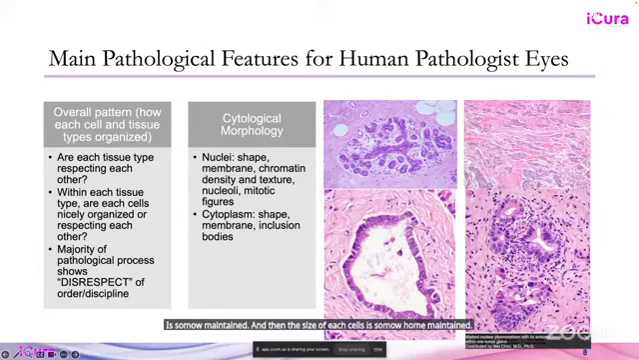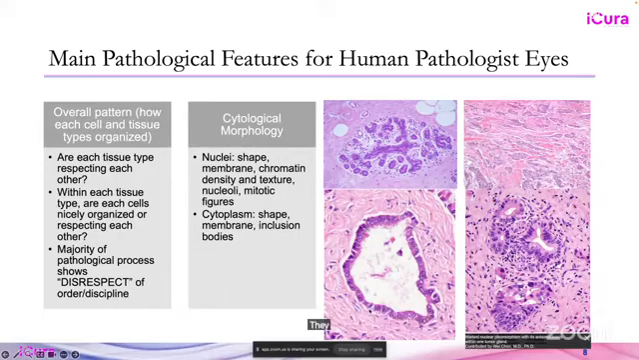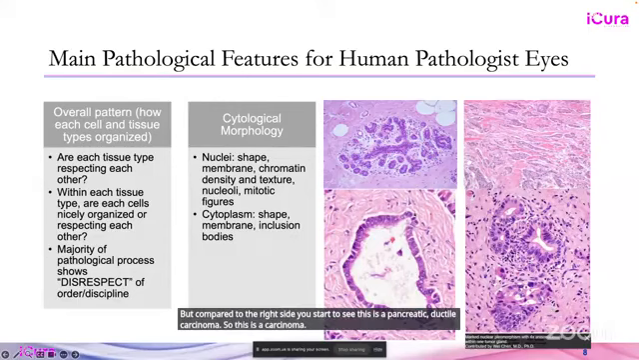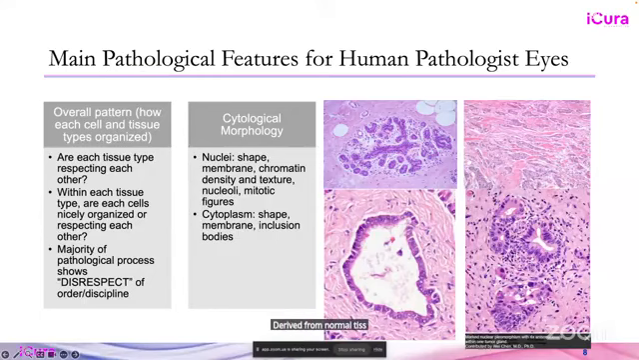As well as if you look at the nuclei, the little round shape in each cell, they're mostly oval or round. They're not giving you any weird shape. But compared to the right side, you start to see this is a pancreatic ductal carcinoma. So this is a carcinoma derived from normal tissue from the left side, right?